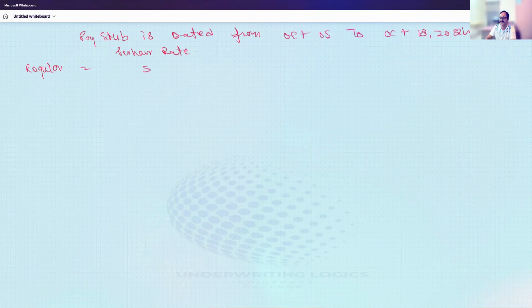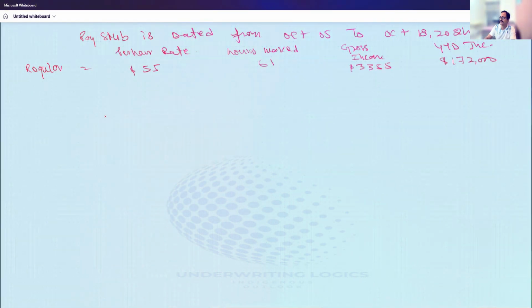Per hour rate is $55. Hours worked are 61. What is your pay period gross income? Your year to date gross income is how much? What is the gross income? 3355. This is your YTD income.